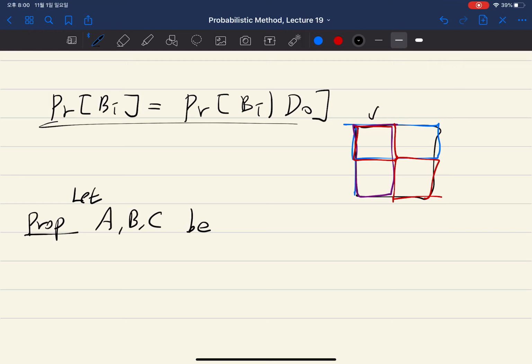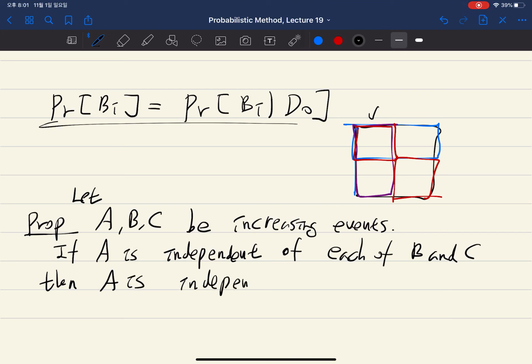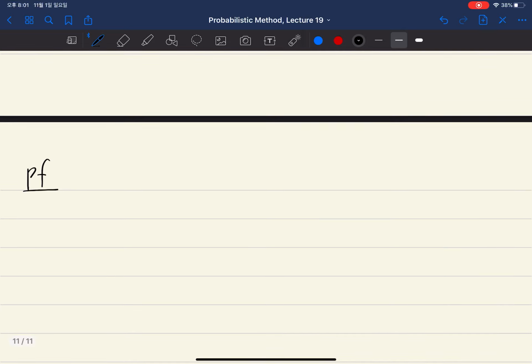Let A, B, C be increasing events. And if A is independent of each of B and C, then A is independent of B intersection with C, the joint event of B and C. The proof is not difficult.